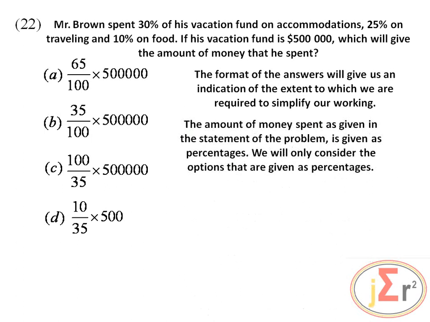The amount of money spent as given in the statement of the problem is given as percentages. We will only consider the options that are given as percentages. So only options A and B are given as percentages, Jerry. Now, Jerry, how do we know that those are given as percentages? Good, because the fractions have 100 as their denominators. So we are sure that these are representative of percentages.